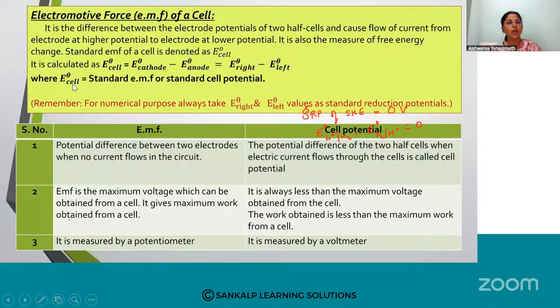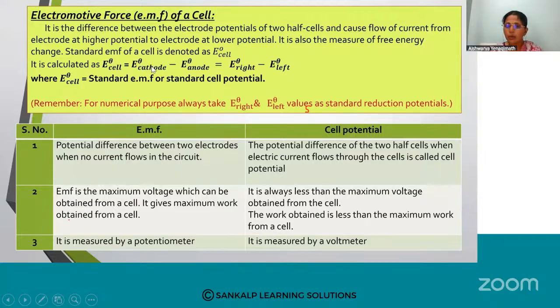Okay, fine. Then calculating the EMF of the cell, as we have discussed earlier. How do you calculate the EMF of the cell? EMF is electromotive force. The difference between the electrode potentials of the two half cells causes flow of current from the electrode at higher potential to the electrode at lower potential. It is also a measure of free energy change. Standard EMF of the cell is denoted as E0 cell.